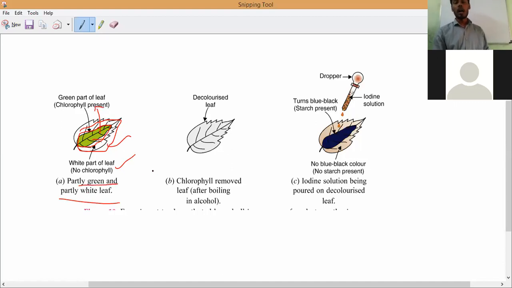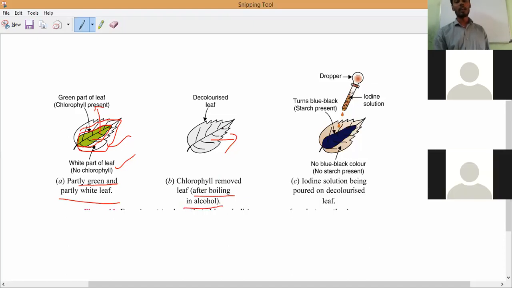Now, after the photosynthesis reaction, we have to decolorize it. How can we decolorize? By boiling in alcohol. Boiling in alcohol, we can decolorize. So after decolorization, what will happen? After decolorization, we have to wash with hot water to remove the chlorophyll which is still sticking to it.